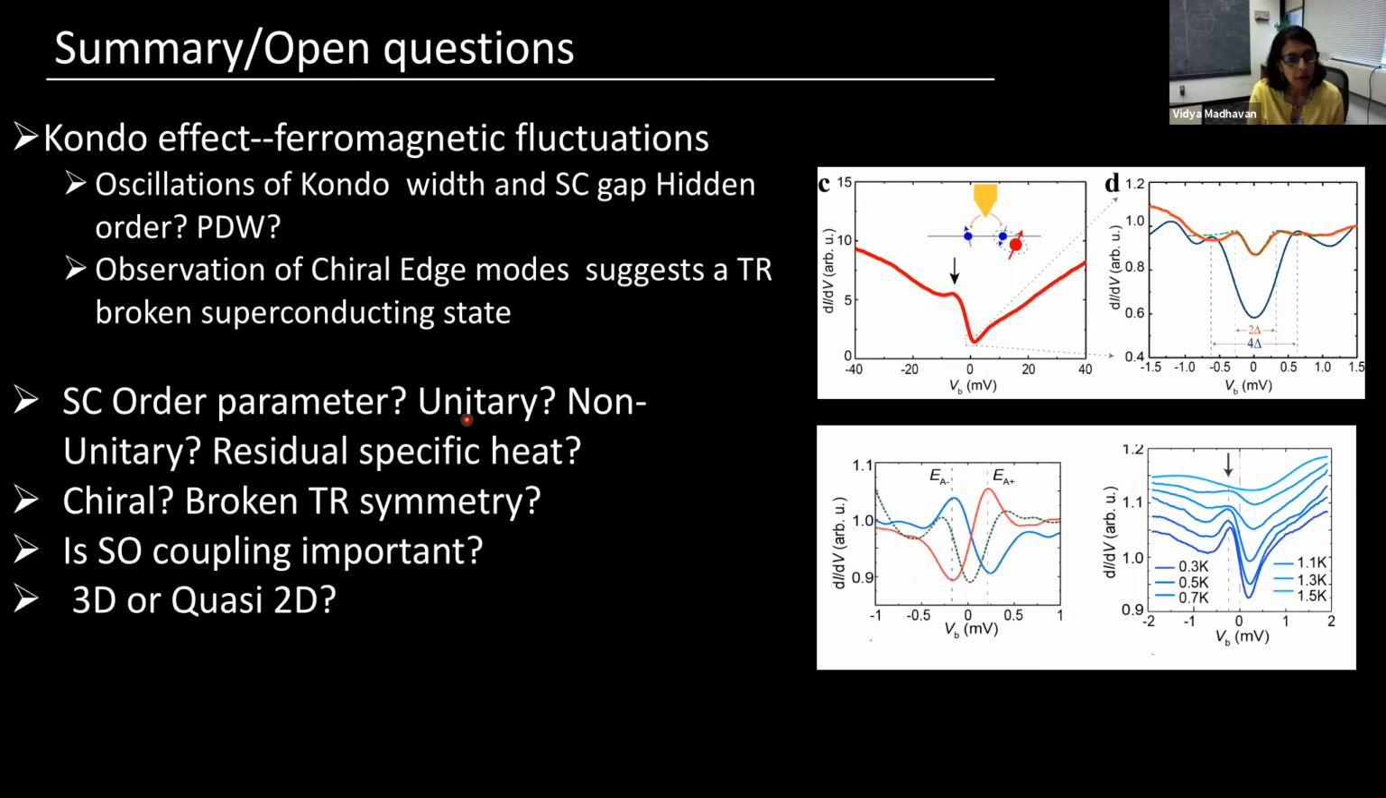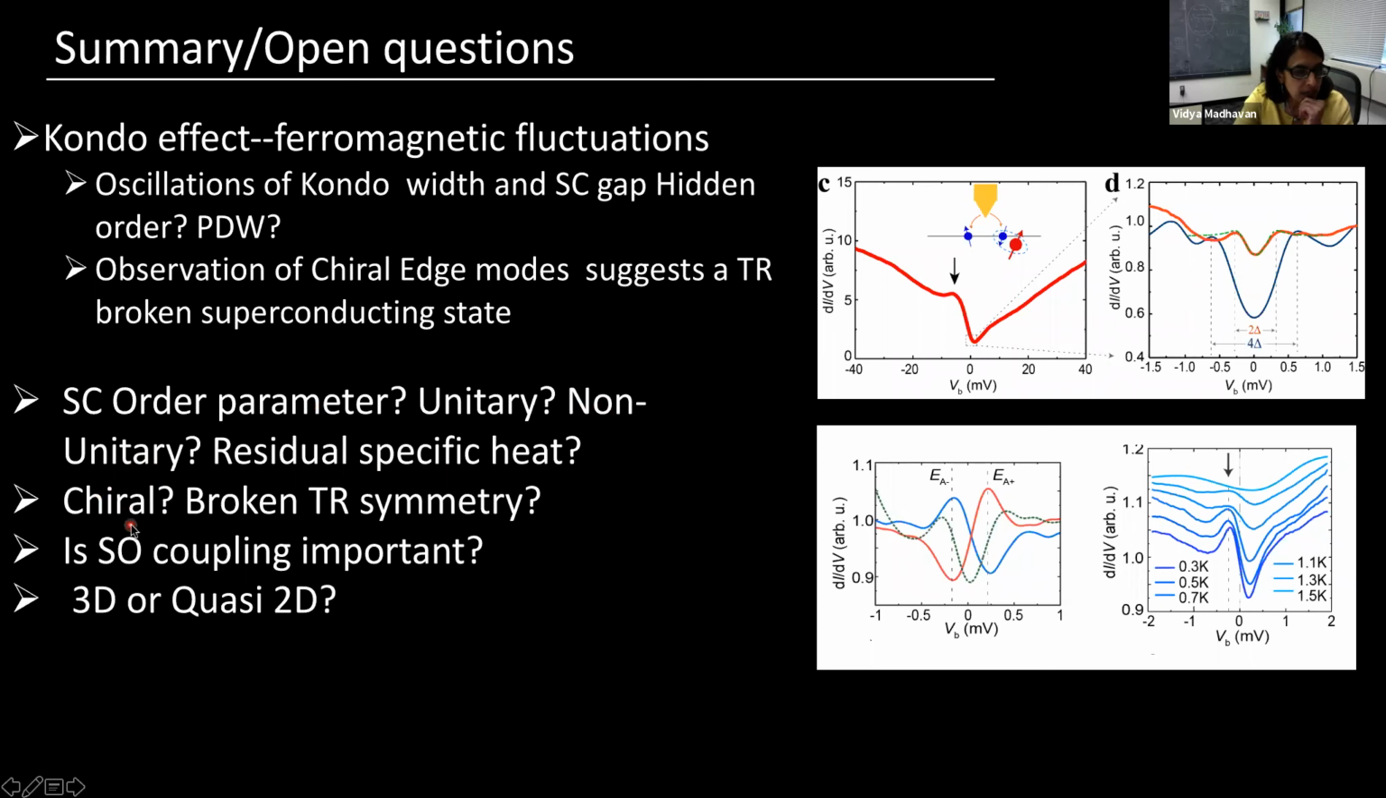There are many open questions. There's a question about the superconducting order parameter. There are already a bunch of theoretical works suggesting both unitary and non-unitary order parameters. If it were non-unitary, it would certainly explain the residual specific heat. But then there's another mystery here, which is that thermal conductivity seems to indicate that there are no excess carriers at low temperature. So these two have to be reconciled.